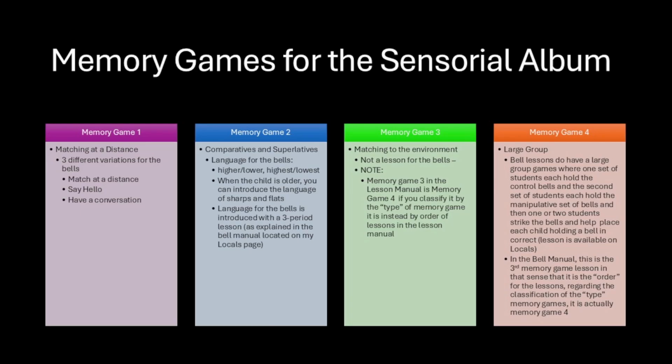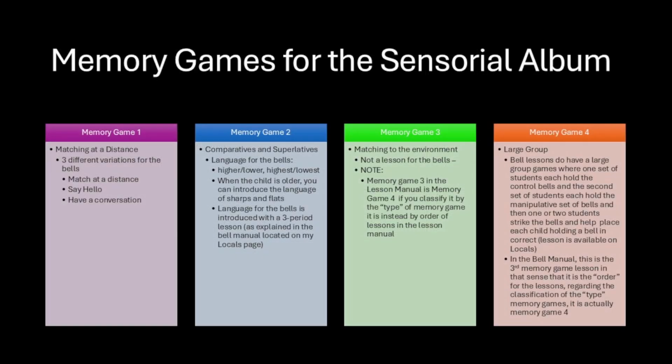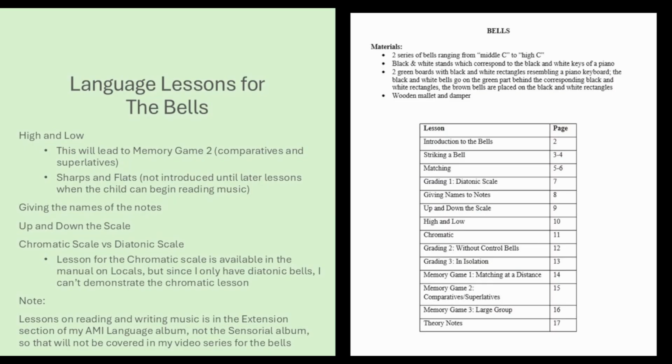Once again, in the manual, this lesson is labeled as the third memory game because that is the order of the lessons for the memory games in the bell lessons. However, just remember, when it comes to the type of memory game that it is, it's actually memory game 4. That might not make sense to most people out there. I'm only stating that because if there are some AMI students who are watching this and they're getting ready for exams, they're going through training, they're going to know that memory game 4 is large group and not matching to the environment.